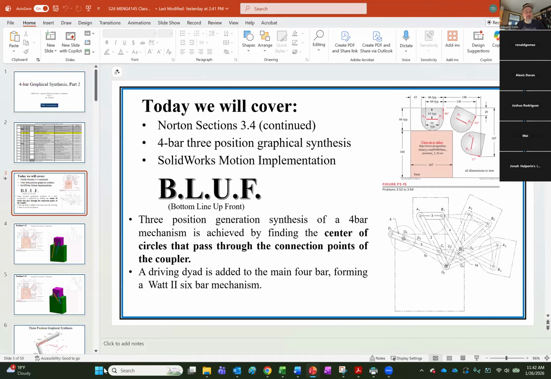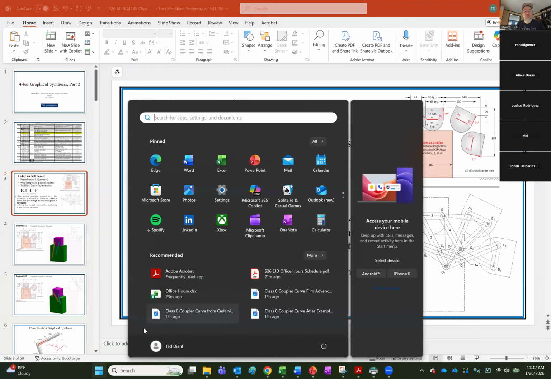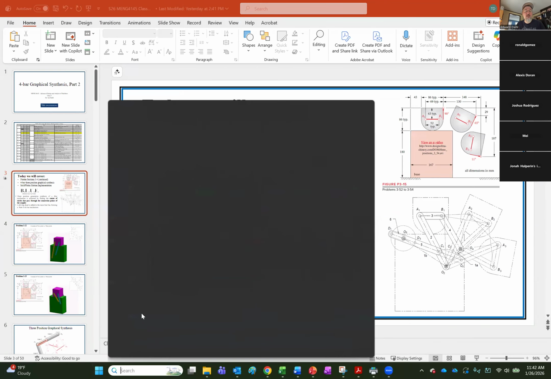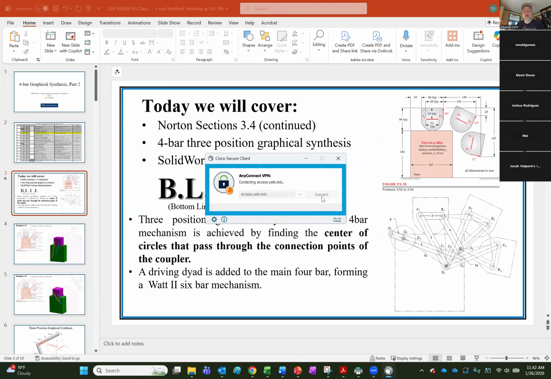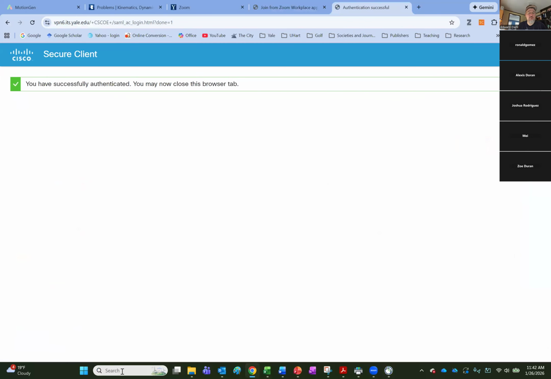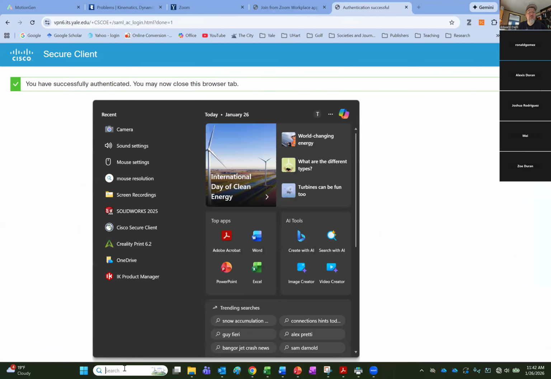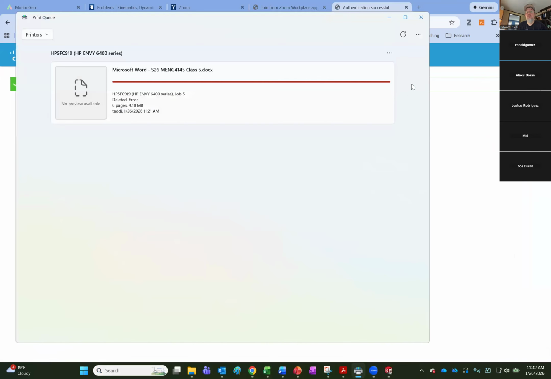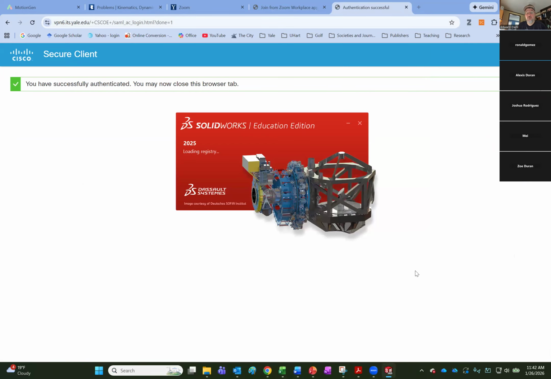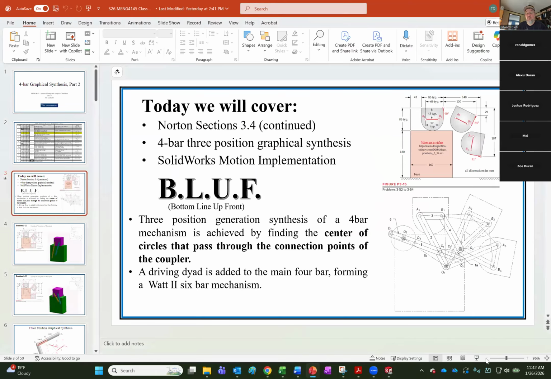So let me get SolidWorks started on my machine. I need to get, where's my Cisco? All right. I'll get my Cisco going here, and then I can start SolidWorks remotely. I think it started. Looks like it started. The printer didn't. The printer gave up. Okay, so that's going on in the background.